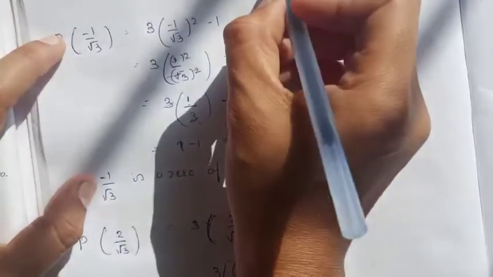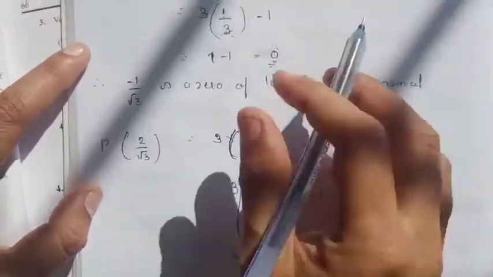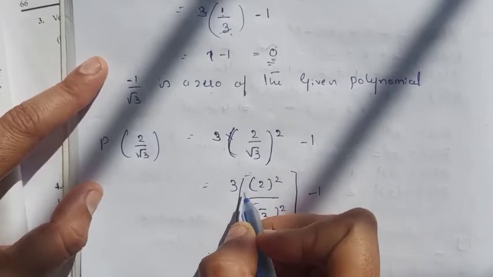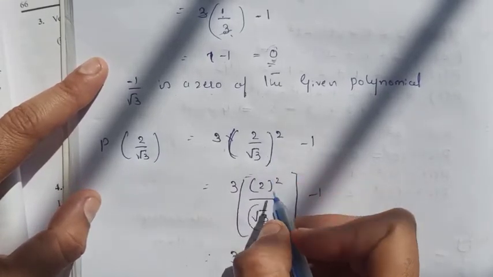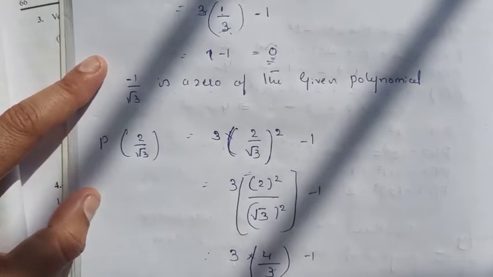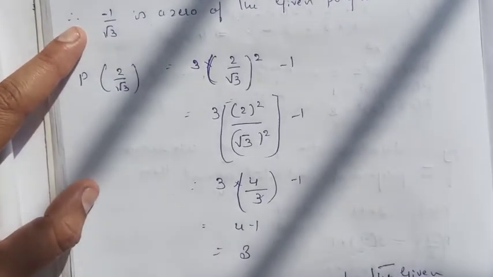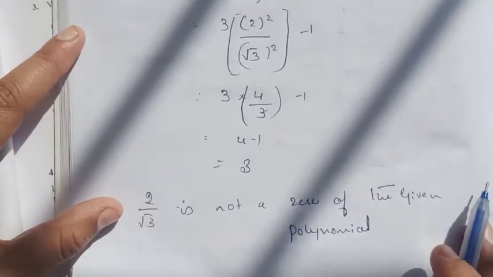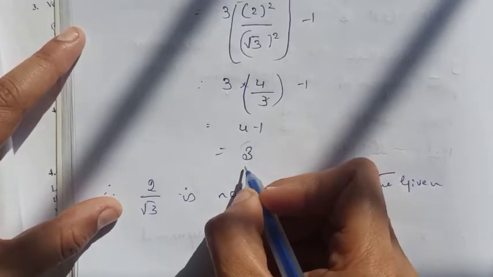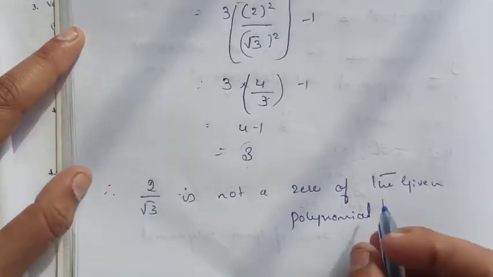Next, substitute 2 by root 3. 3 into (2 by root 3) whole square minus 1. Next, root 3 means whole square minus 1. 3 into 4 by 3 minus 1. 3 cancel. Remain with 4 minus 1 by 3. So 2 by root 3 is not a 0 of the given polynomial because we did not get 0. So we can tell that 2 by root 3 is not a 0 of the given polynomial.